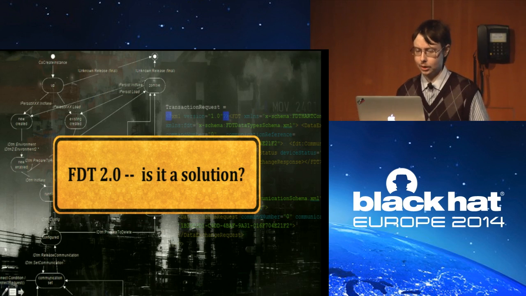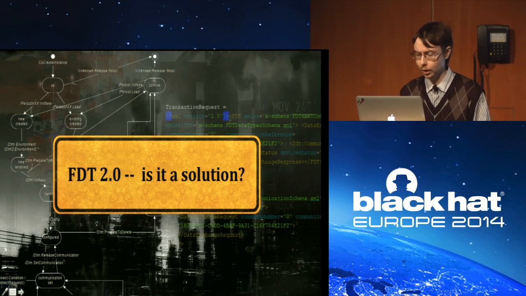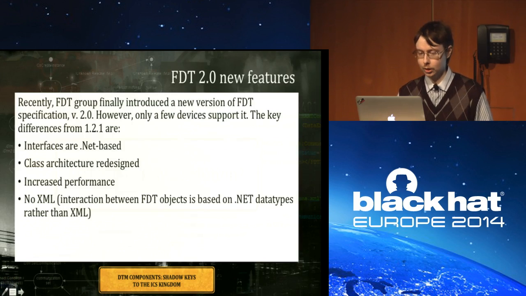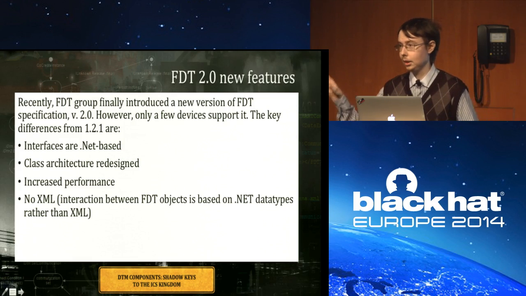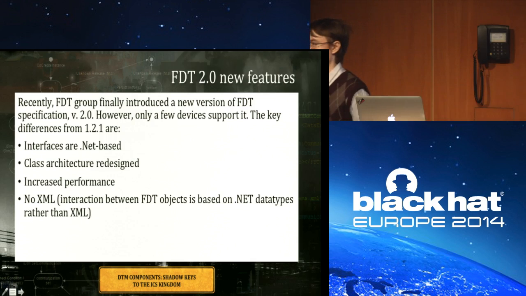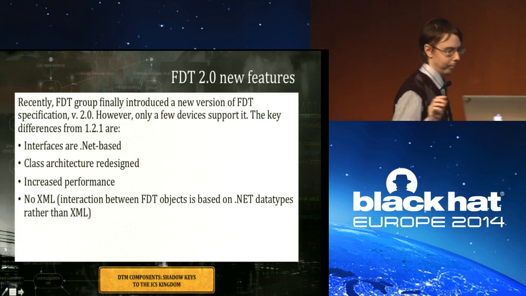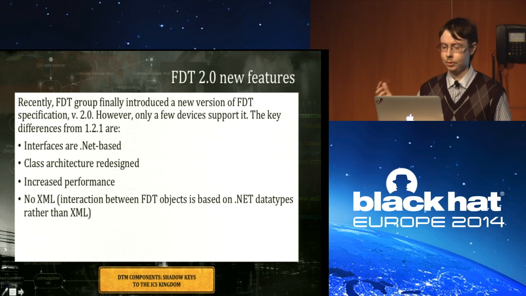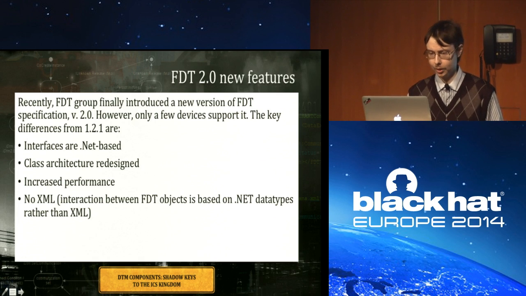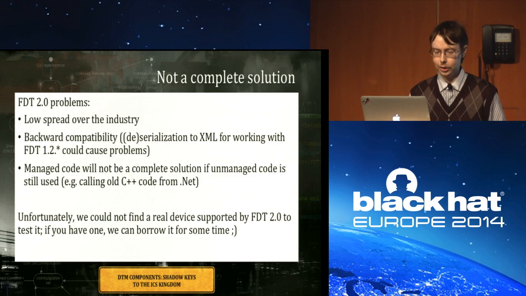Now, as you can see, FDT version 1 isn't good from a security point of view, but recently the FDT Group introduced a new specification, FDT version 2. Let's talk a bit about it. The key differences of version 2 versus version 1 that could interest us from the security side: it is .NET based. It's now only .NET, no more COM, OLE, Visual Basic hell, and the absence of XML. The interaction between FDT objects is based on .NET data types rather than XML. These changes really look very good, but there are several pitfalls.